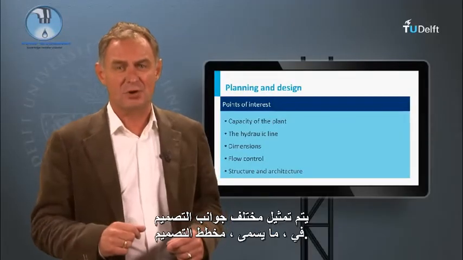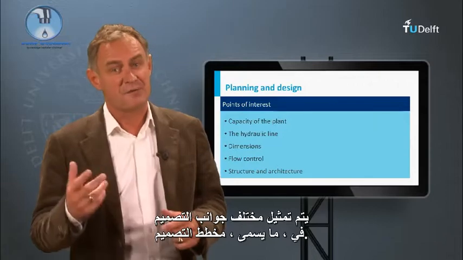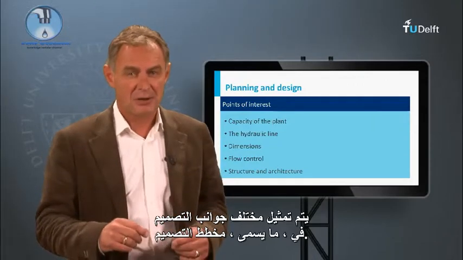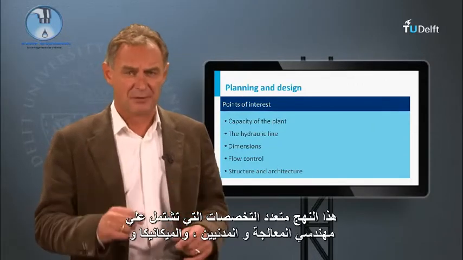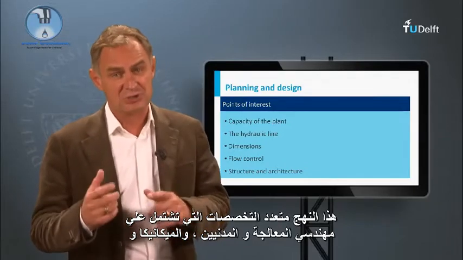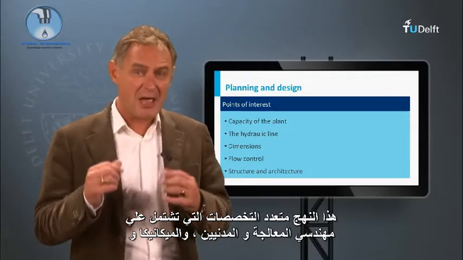The different aspects of the design are represented in so-called design schemes. The approach is multidisciplinary, involving process, civil and mechanical engineers and architects.